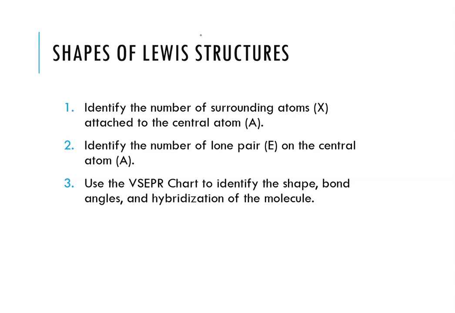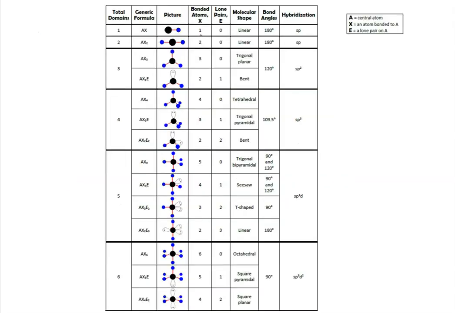Once I have my structure, then I can use VSEPR to identify the shape, bond angle, and hybridization. I look at how many atoms are attached to the central atom and how many lone pairs are attached to the central atom. And then using that and the VSEPR chart, I can then figure out all of the information I need. This is the number of bonded atoms, and then that's the lone pair. So I just find the correct combination, and then I read my chart. Hooray and huzzah. The chart will always be given to you for assessments, so there's no reason to memorize this.